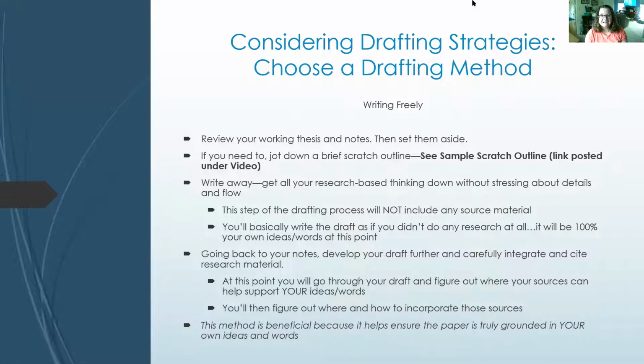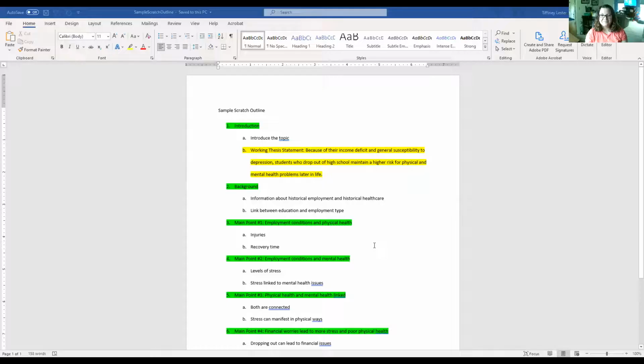And I am going to show you an example of a scratch outline right here. So the scratch outline is basically just very basic information that you have in your mind right now as to how you're going to organize things. So, you know your first paragraph is going to be your introduction. And you're going to have to introduce the topic. You also know what your working thesis statement is, so type it out or write it out if you're handwriting it.